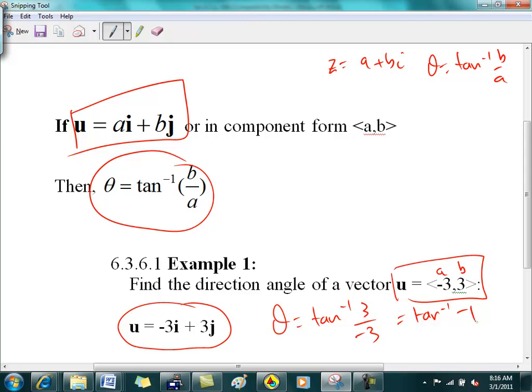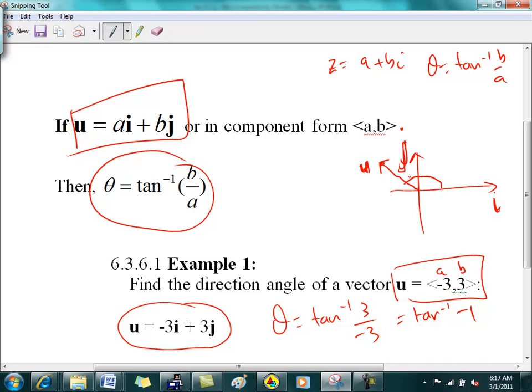Well, we've got to figure out what quadrant this is going to be in, because tangent is negative in two quadrants. Which two quadrants is it? 2 and 4. So we don't know which one it is until we do what? Until we draw it. Tangent is negative, not positive. So negative 3, 3. I'm going to go like this, out to here, and here's my vector.